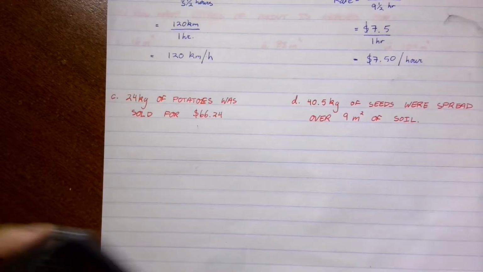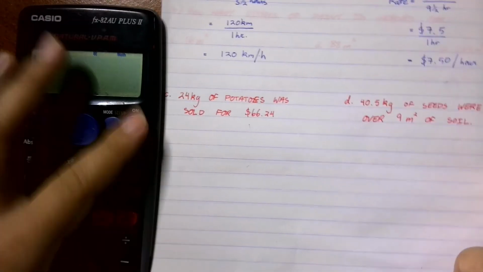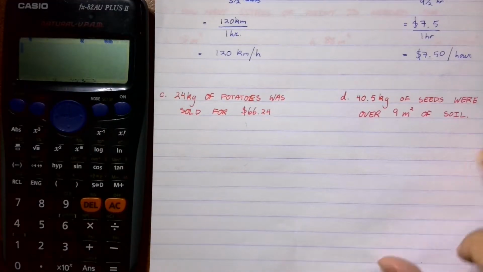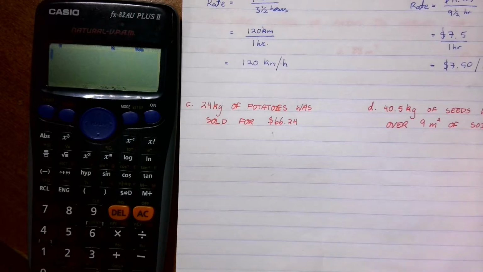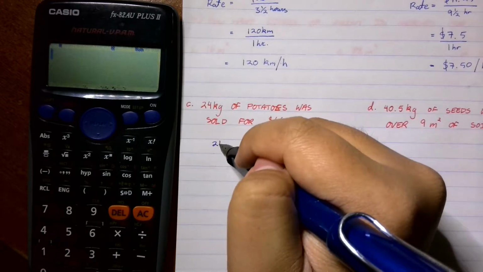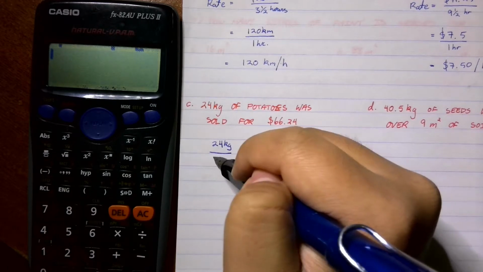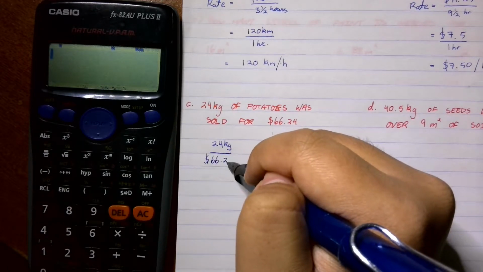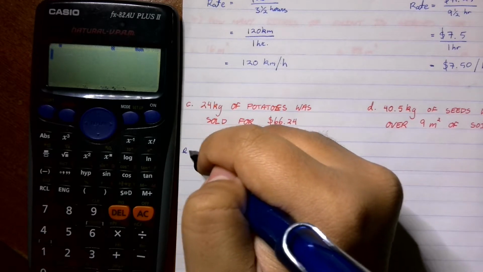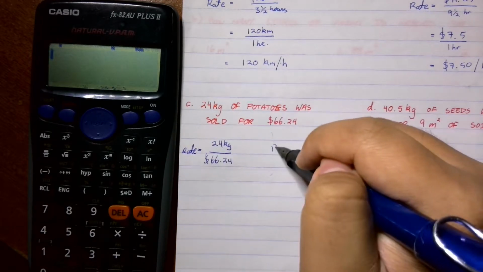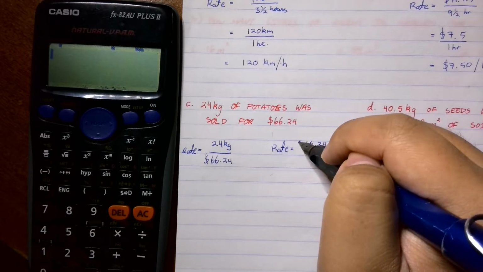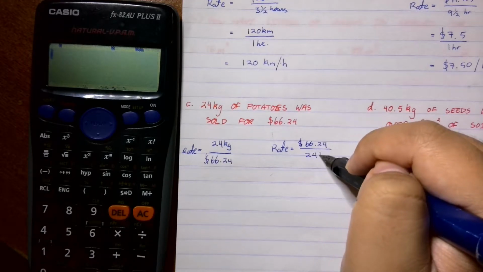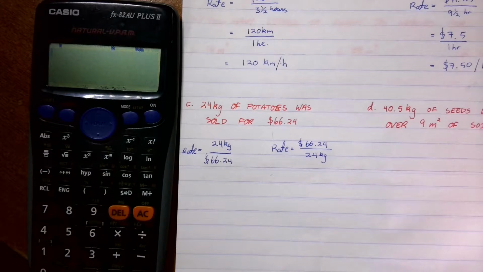Okay. 25 kilograms of potatoes was sold for $66.24. Now in this one, I want you to see if it's going to be either 24 kilograms over $66.24. Is this the rate? Or is it the other way around? Going to be $66.24 divided by 24 kilograms. I want you to think, is it this first one or the second one?